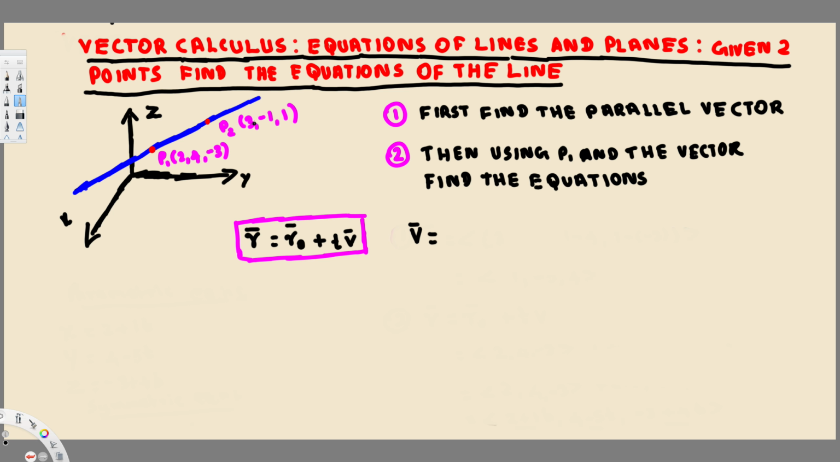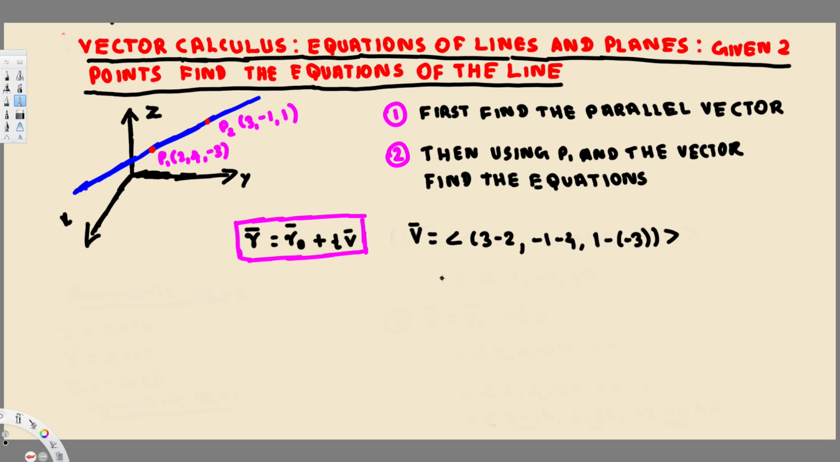All we have to do is subtract the like terms. Like we have to subtract x from x, y from y, and z from z. Now here we have 3 our x value and here 2, right? So this is going to be 3 minus 2, and minus 1 minus 4, and the third one is going to be 1 minus minus 3. That's going to give us 1 plus 3, right? So this is our parallel vector.